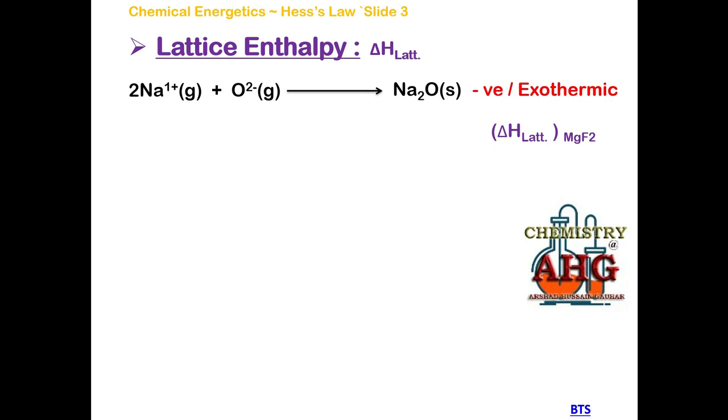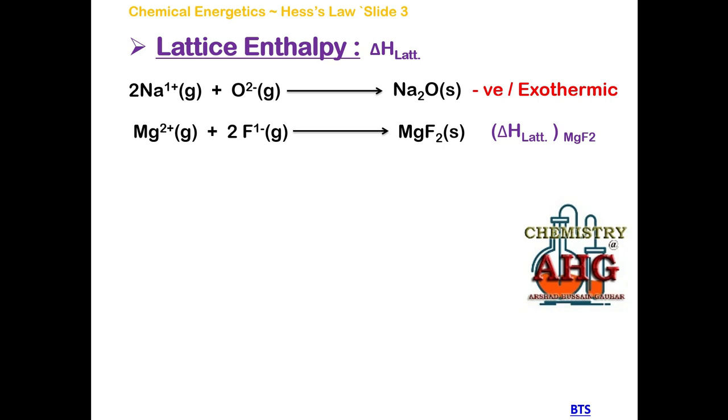Like in this case, we want to produce MgF2. There are two types of ions, magnesium Mg2+ and fluoride F-. When we combine magnesium gaseous ion with fluoride gaseous ion, they produce magnesium fluoride solid. This enthalpy change is called lattice enthalpy. And as you can see, we have shown bond formation in the forward direction, so this enthalpy change will be represented as exothermic or negative.